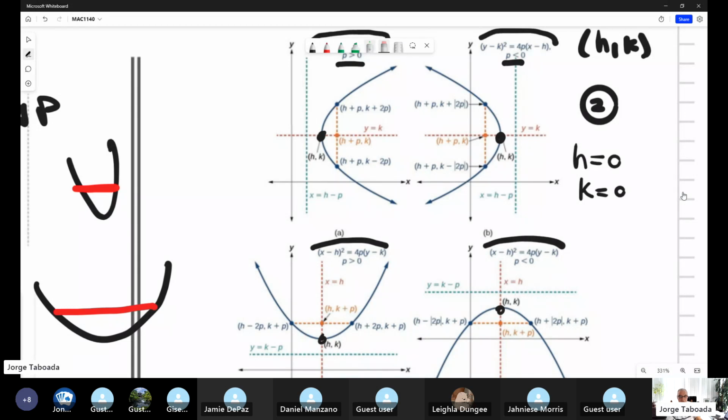Suppose the equation of the horizontal one is y squared equals 4px. To simplify, I suppose H and K are 0. If they are not 0, you include them in the formula. But if you see that y is squared and x is not squared, it is a parabola. What kind of parabola? Horizontal.